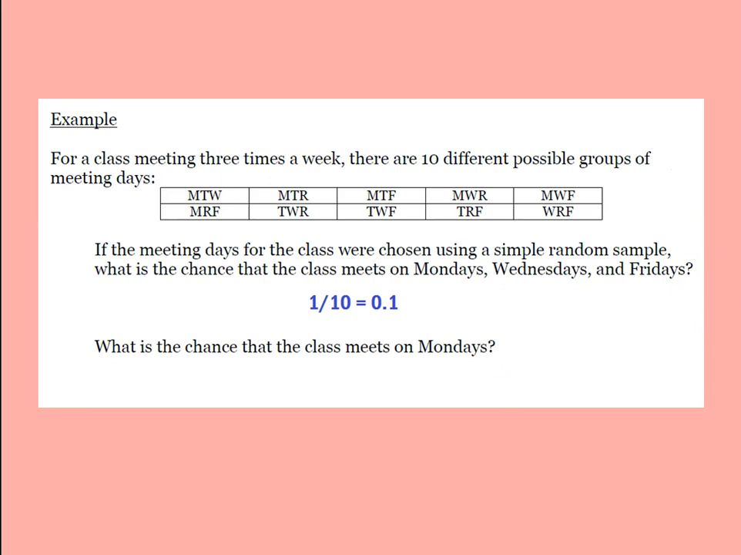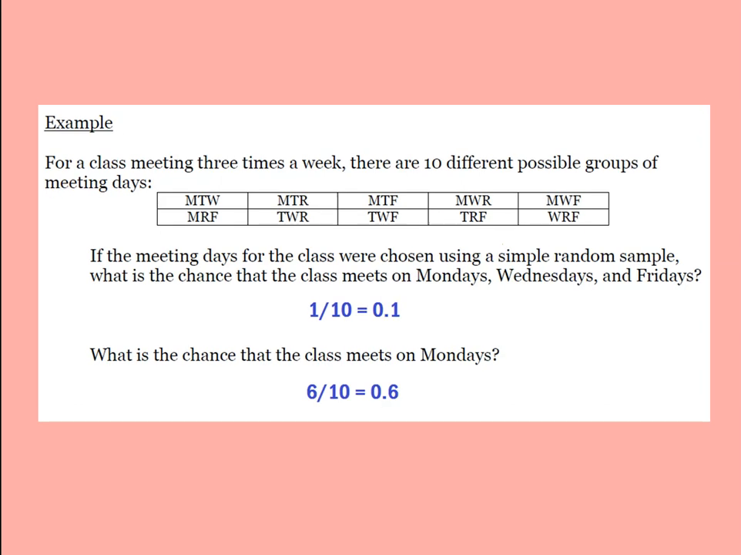Then what's the chance that the class meets on Mondays? Of those 10 possible samples, 6 of them involve a Monday. The only 4 that don't are the ones in the bottom row toward the right. So the chance that the class meets on Mondays is 6 divided by 10, or 0.6.